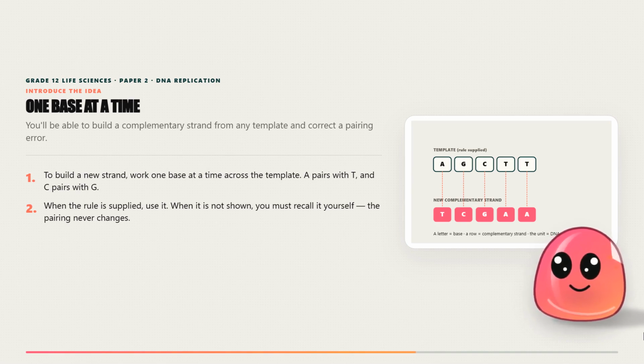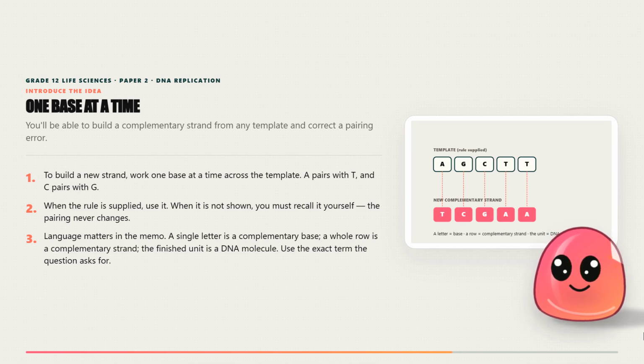A single letter is a complementary base. A whole row is a complementary strand. The finished unit is a DNA molecule. Use the term the question asks for.